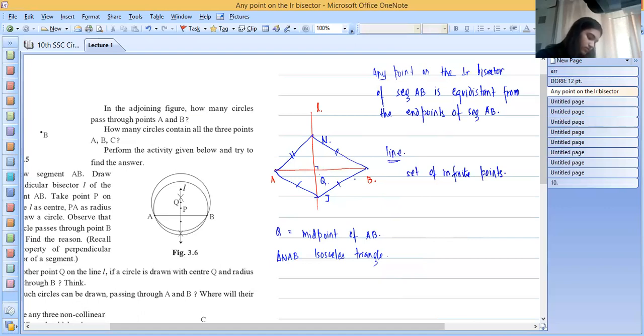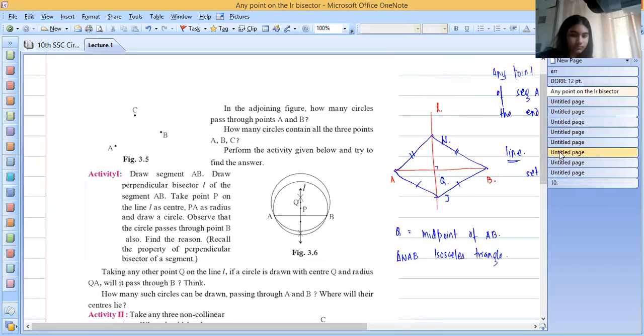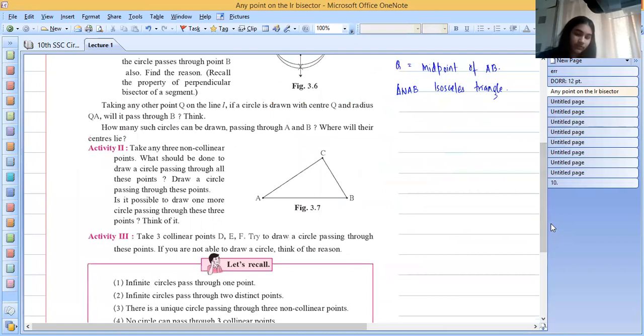Okay. Infinite circles. Basically for the line, there are infinite points. And from any point as center, if you draw the circle, it will pass through A and B. So for two given points, how many circles are possible which can pass through those two given points? Infinite. Infinite circles can pass through two given points. See, infinite circles pass through one point, infinite circles pass through two distinct points.